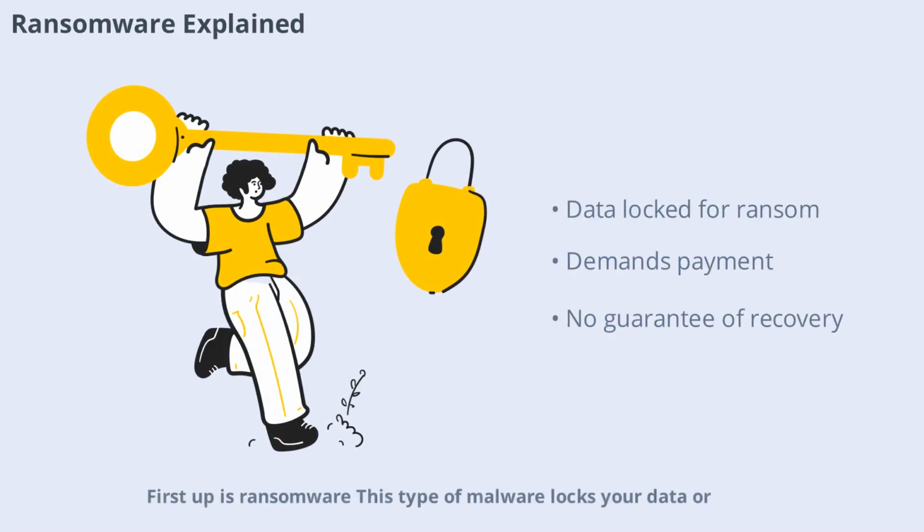First up is ransomware. This type of malware locks your data or entire device and demands money to unlock it. Imagine turning on your computer and seeing a message that your files are encrypted and you have to pay to get them back. Ransomware attacks have become more common, targeting both individuals and businesses. The worst part, even if you pay, there's no guarantee you'll get your data back. That's why it's so important to have backups and be cautious online.